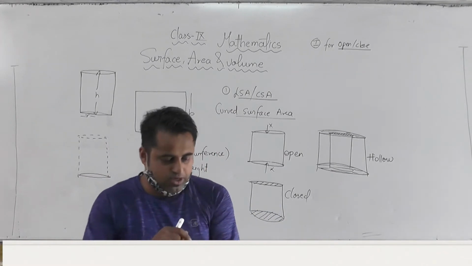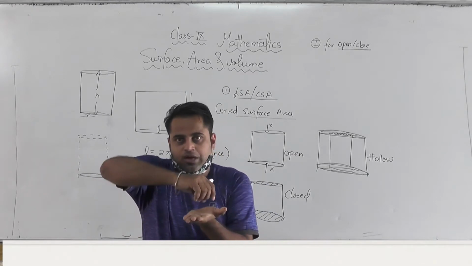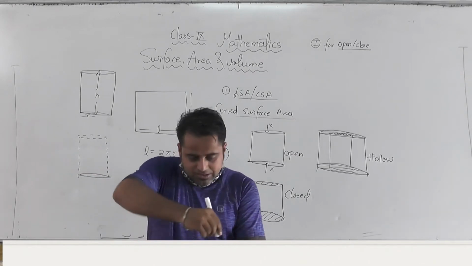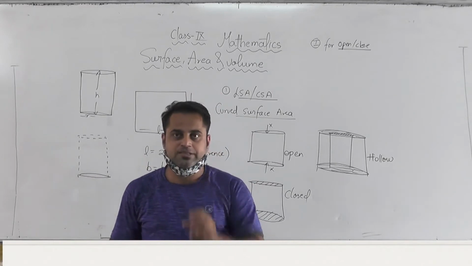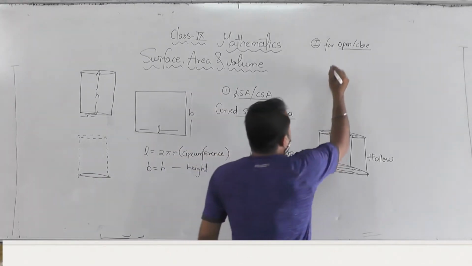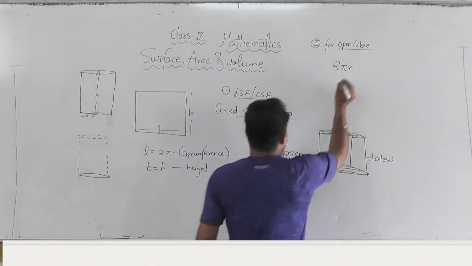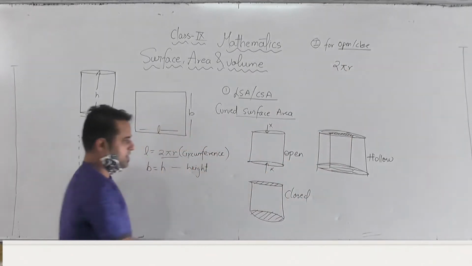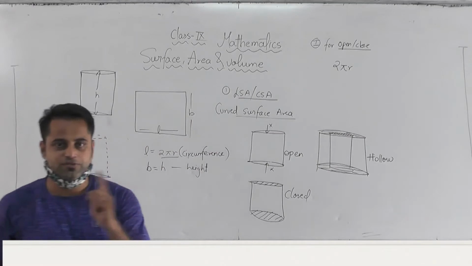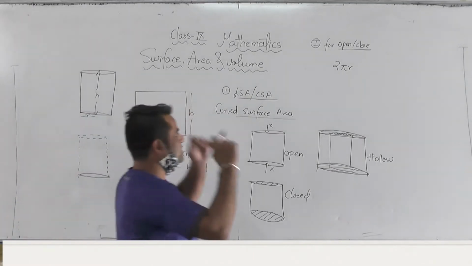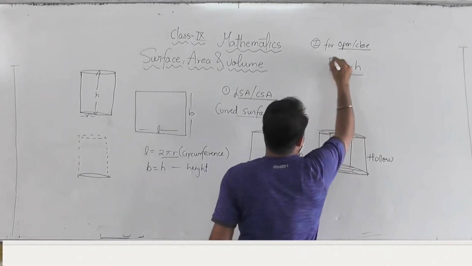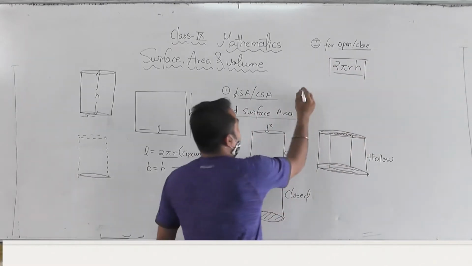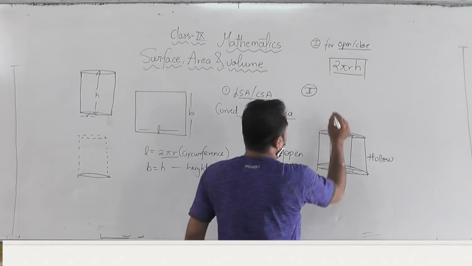I told you how to craft the cylinder: we draw a circle and raise that surface up to a certain height. So there is a 2 pi r. We first make a 2 pi r curve, the complete circumference of the circle, and then we raise it up to the height. So 2 pi rh is the CSA for the open and closed cylinder.